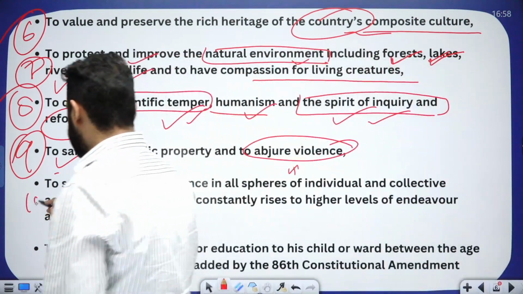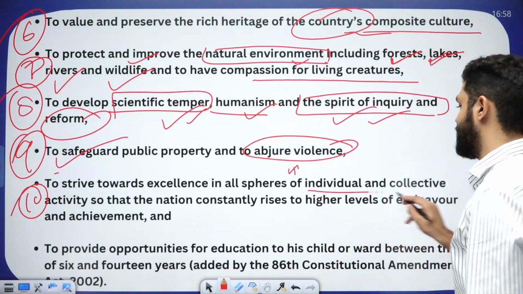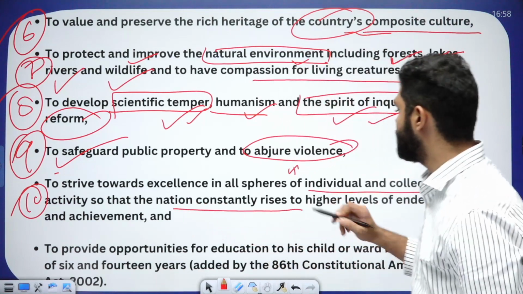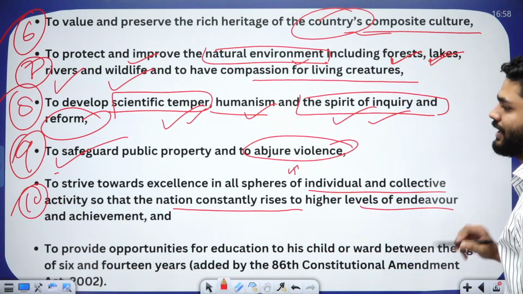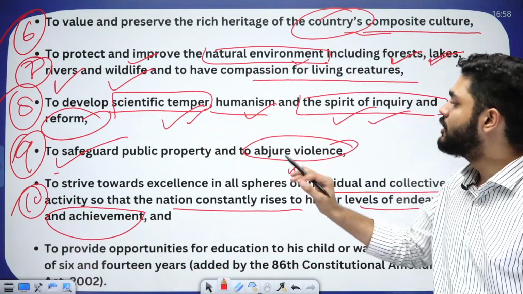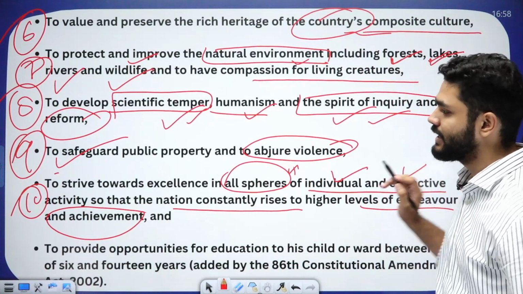The 10th fundamental duty is to strive towards excellence in all spheres of individual and collective activity, so that the nation constantly rises to higher levels of endeavor and achievement. Strive towards excellence in all spheres of individual and collective activity.